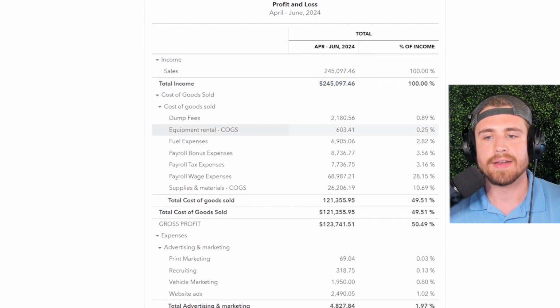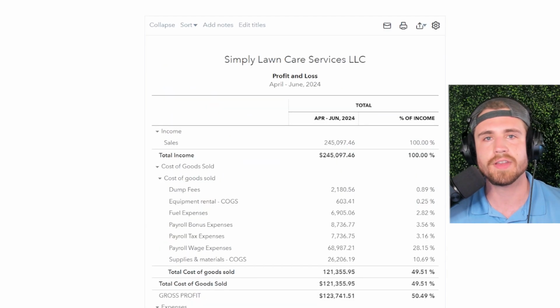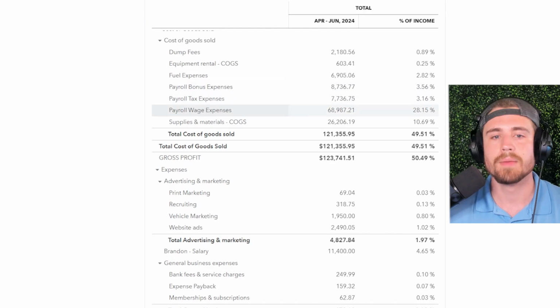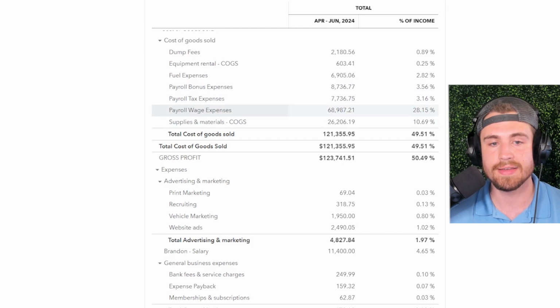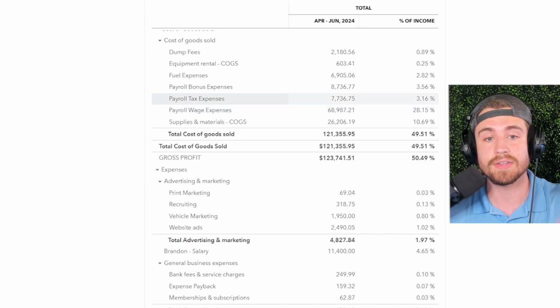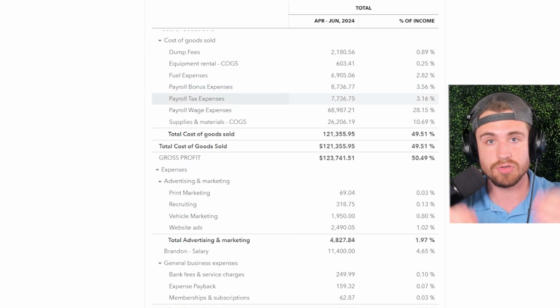Let's look down here. This is why I always like to have the percentages on. The first thing I always look at when reading a P&L is the payroll wages, taxes, and bonuses. Payroll wage is, if you're paying your workers $20 an hour, that $20 an hour that you're paying them. The next one is payroll tax. This is every time you pay a team member, you must also pay the government for paying the team member.